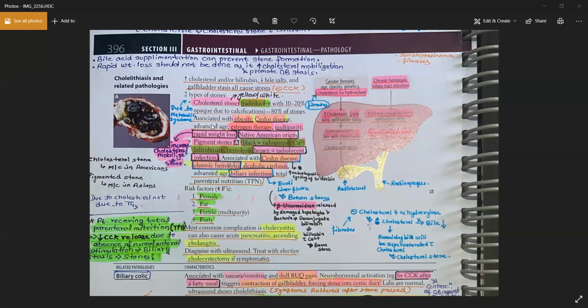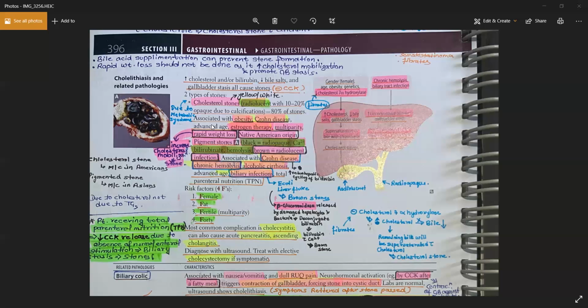Now comes the pigmented stones. Pigmented stones occur whenever the bile becomes supersaturated with bilirubin, right? And these stones are radio-opaque. They will have calcium deposition, so you can easily detect them with the help of X-ray. They can be associated with Crohn's disease, because in case of Crohn's disease you have a loss of bile salts. Chronic hemolysis can do that, because in case of chronic hemolysis, you will have a high level of unconjugated and conjugated bilirubin that can supersaturate the bile.